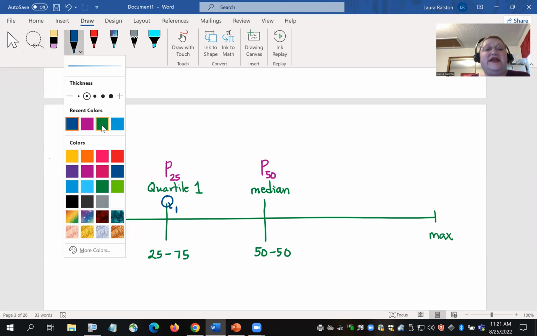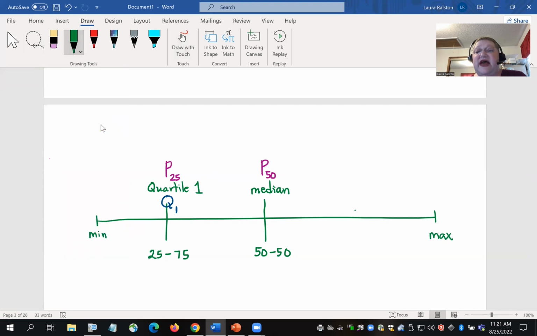If I divide between the median and the maximum, and find the halfway point, that's going to be called quartile 3, because then I have basically 1, 2, 3, 4 equally sized groups. We would have 75% below quartile 3 and 25% above quartile 3. Again, think about it as the 75-25 split.